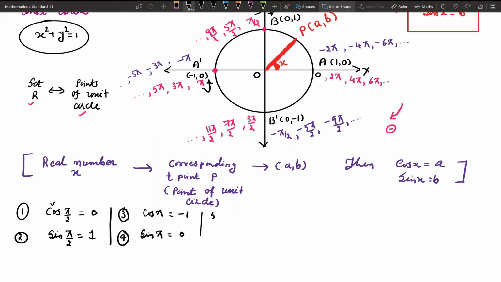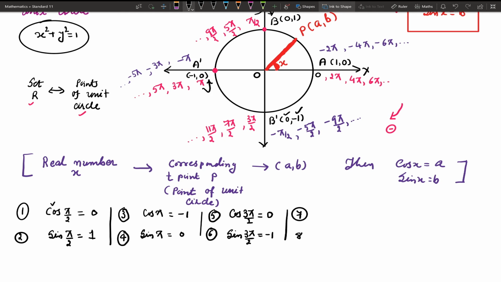Another example 5, 6, cos 3 pi by 2, sin 3 pi by 2. Now the real number 3 pi by 2, the corresponding point is B prime, with coordinates (0, -1). For cos you have to write the x coordinate of B prime, 0, so cos 3 pi by 2 is 0. For sin you have to observe the y coordinate, which is -1, so sin 3 pi by 2 is -1.